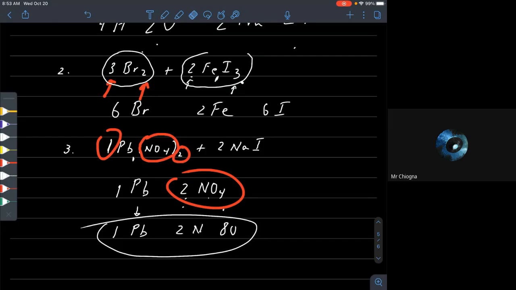I'll just make this bigger here, so it doesn't look like 80. Okay, this one's easy. 2 sodium, 2 iodine. So when they say the total number of each type, it means for each element. You have to separate each element.